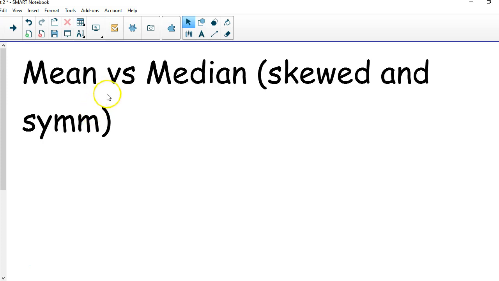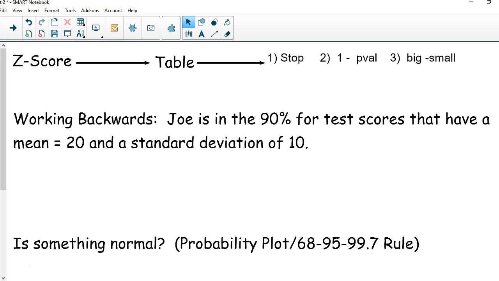Okay, mean versus median. I talked about that in unit 1, talking about skewed versus symmetric and that outliers chase the tail. They chase the extreme observation, and that's why we use the median to describe a skewed distribution versus a mean for the symmetric. If you have any more questions, please let me know.